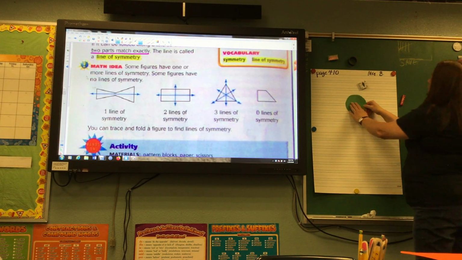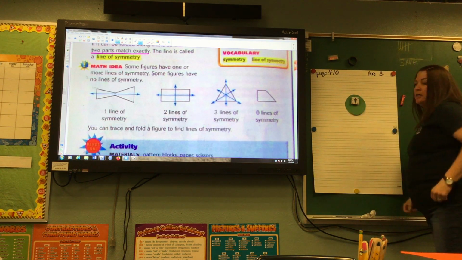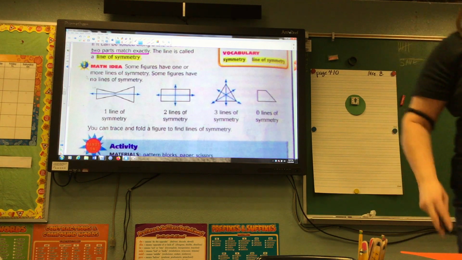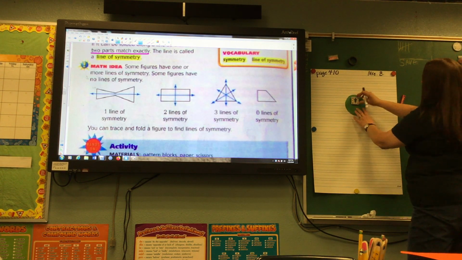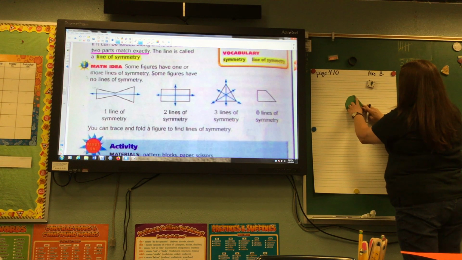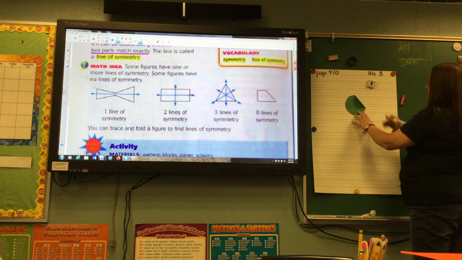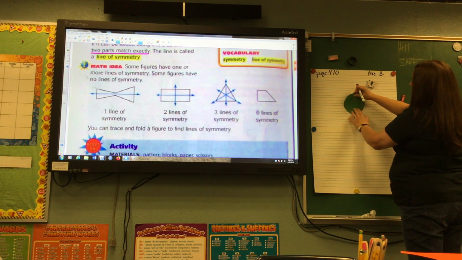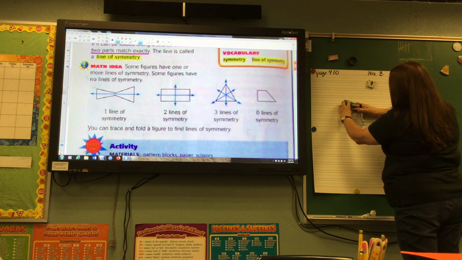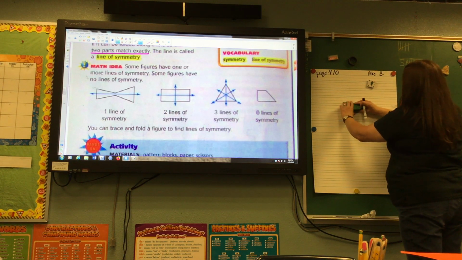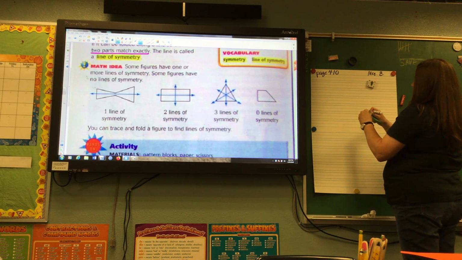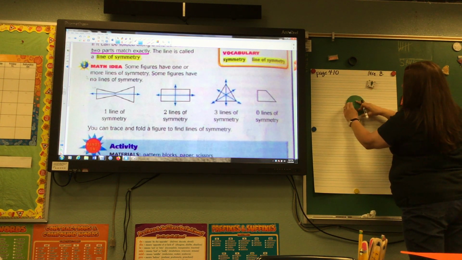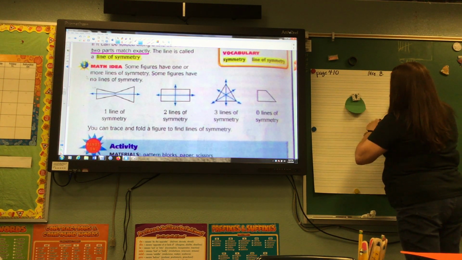Now, this one's really unique. Think about a circle. Is there a way I could fold that so that both sides were the same? If I folded it just here, does it match? Not really. If I just folded it up here, doesn't really match either. If I fold it in half though, do I get a line of symmetry? Let me make sure I get it really well folded. There we go. Yep, both sides match. They're exactly the same. So there is a line of symmetry in a circle.